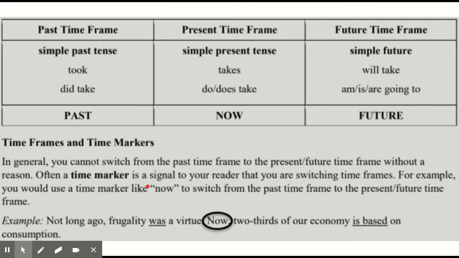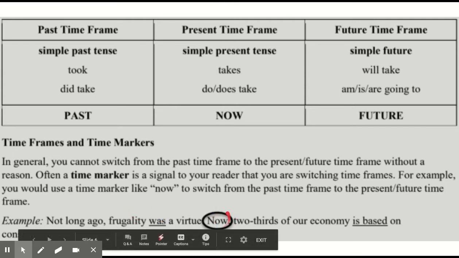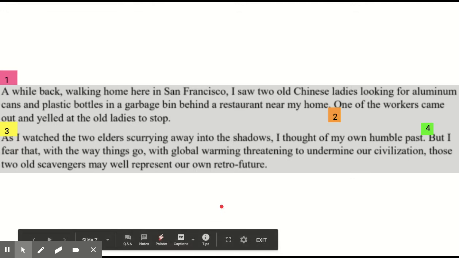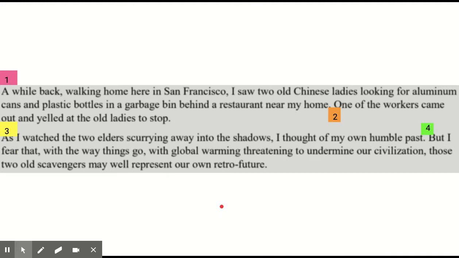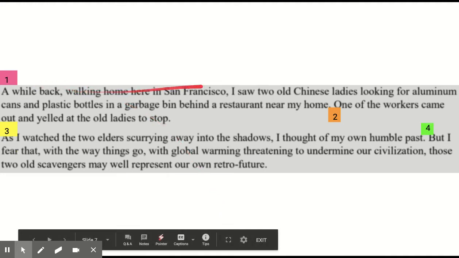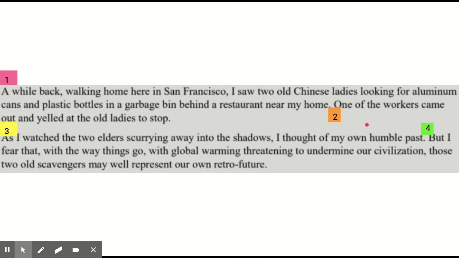"Not long ago, frugality was"—that's the past tense—"a virtue. Now," time marker, "two-thirds of our economy is"—that's the present—"based on consumption." That indicates the time shift. You're going to be doing the same thing by analyzing, in our Monday checklist, how he is making those shifts by identifying different subjects, different time markers, and the past, present, or future tense.